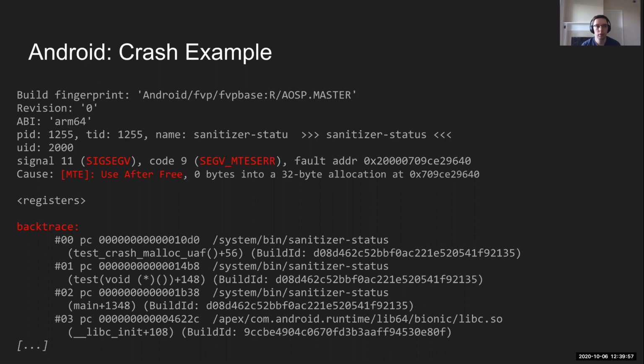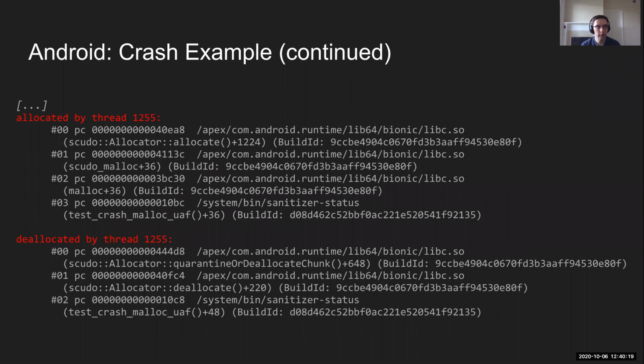This is an example of what we are able to produce. You can see that it's a segmentation fault with a specific code, MTESR, that can be used to recognize such problems. It has a cause line, which displays what we think happened, use of the free in this case, the offset and the allocation size, followed by the usual backtrace, and then followed by two more stack traces. This is where this memory was most recently allocated and where it was previously deallocated.